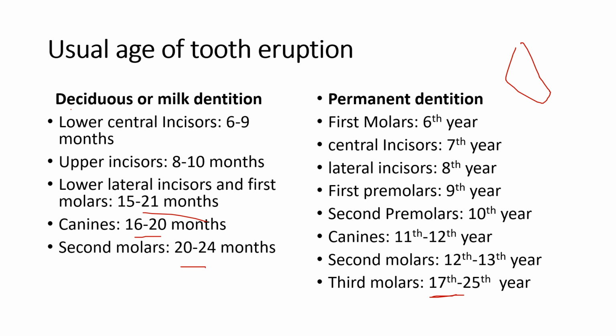If the third molar has not come, then you will know the person is under that category. If the second molar has already come, you will know the person is in the category of 12 to 13 years.